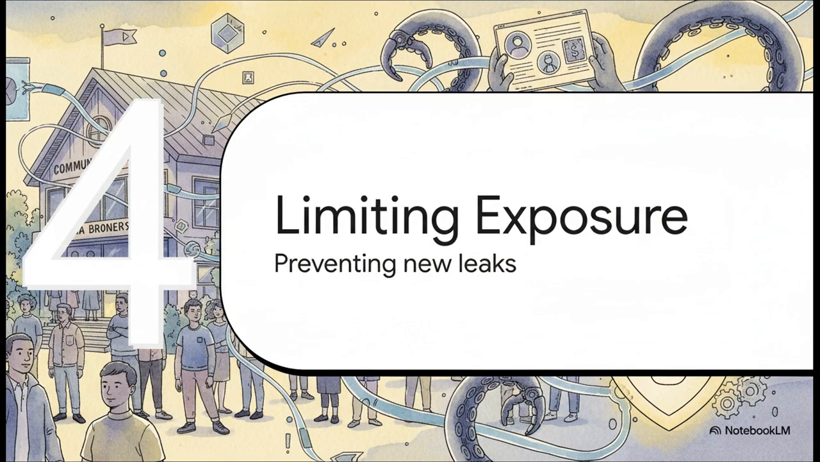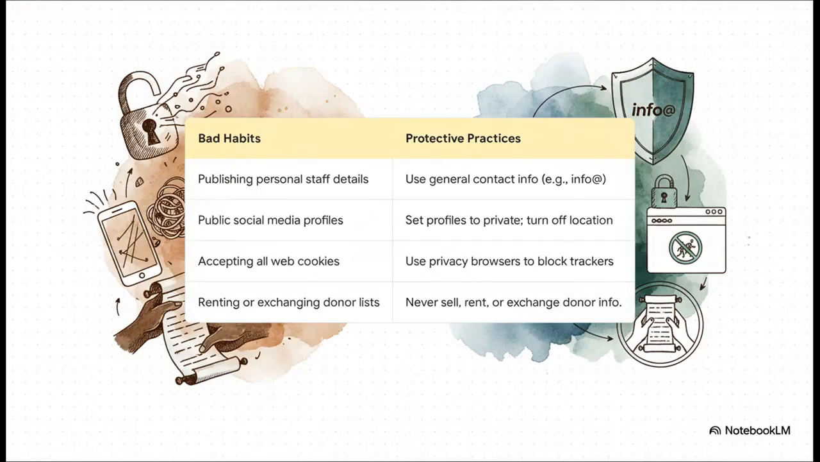Okay, so opting out is reactive. It's cleaning up a mess. Now let's get proactive. How do you stop feeding the beast in the first place? It really just comes down to changing a few key organizational habits. And this slide just lays it out so clearly.